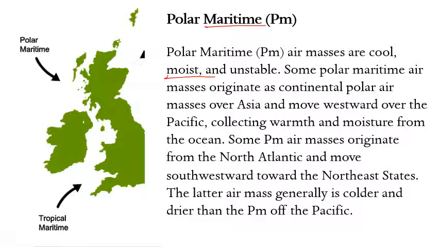Some polar maritime air masses originate as continental polar air mass over Asia and move eastward over the Pacific, collecting warmth and moisture from the ocean. Some polar maritime air masses originate from the North Atlantic and move southwestward toward the northeast states. The latter air mass generally is colder and drier than the polar maritime of the Pacific.